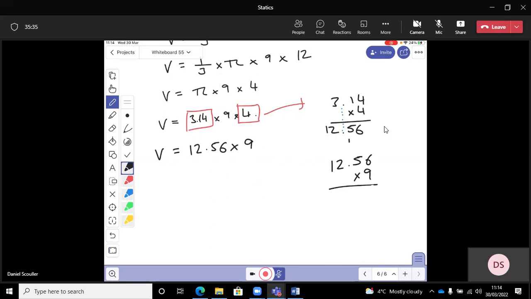12.56 times 9. You can see how easy a mistake is. 12.56 times 9. 6 times 9 is 54. Carry the 5. 9 times 5 is 45. Plus the 5 that you carried is 50. Remember, the decimal stays in the same position. The decimal goes in there. Okay, it doesn't change the process what we're doing. 9 times 2 is 18, plus the 5 that we carried. Okay, that gives us 23. 9 times 1 is 9, plus the 2 that we carried gives us 113.04.